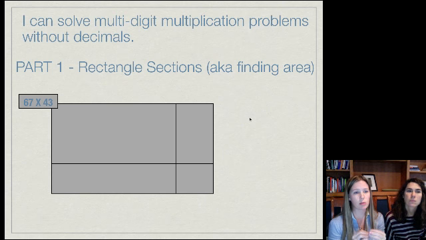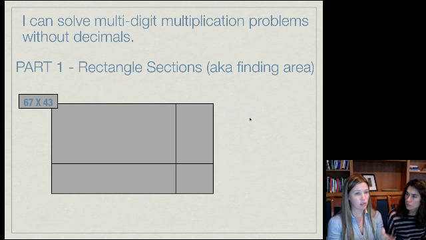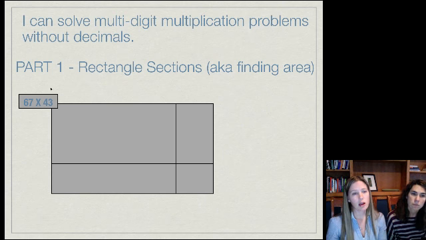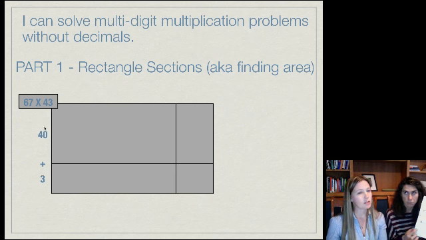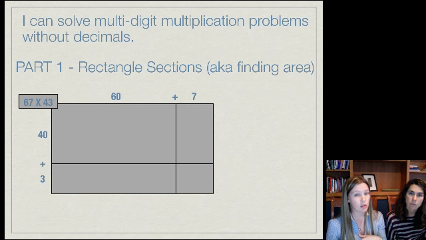So if I think about the number 43, that's like saying I have 4 tens, or 40, plus 3. So on this rectangle, that's going to become part of our length, or part of our width, whichever side you're on. So 40 plus 3, and that would be the same as 43. So up here, we're going to do the same thing with 67, 60 plus 7.